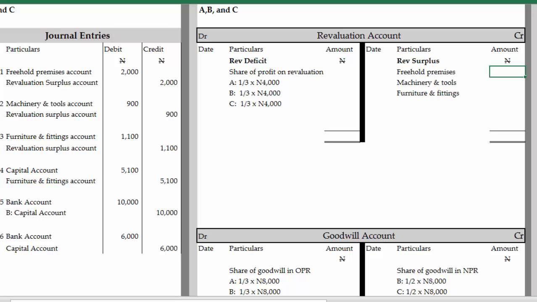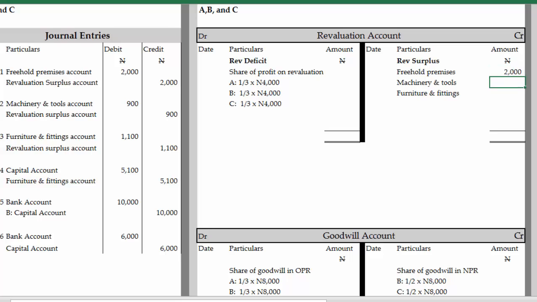Okay, so from the journal, you will see the first item there was the surplus on the freehold premises. So the revaluation surplus was credited. So let's credit the revaluation account with the freehold premises of 2,000. So we have freehold premises and it was 2,000.